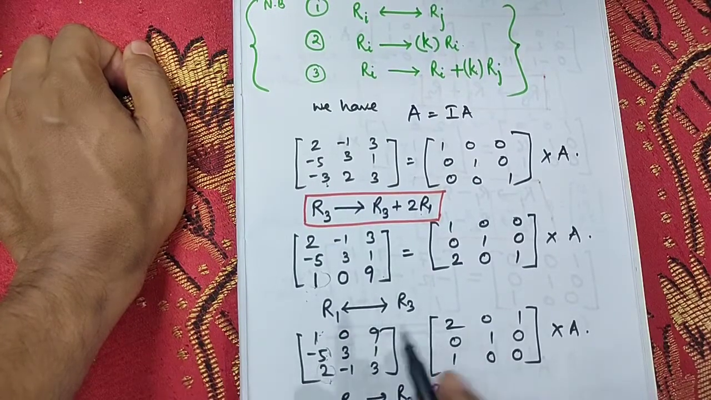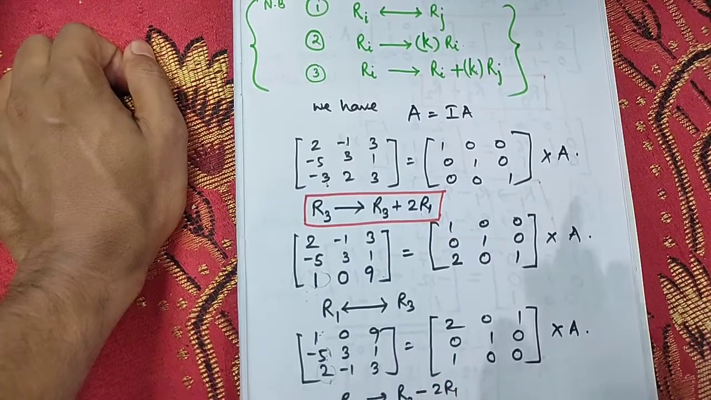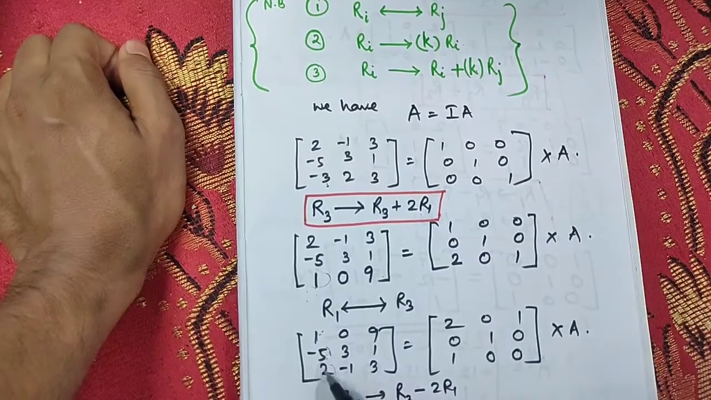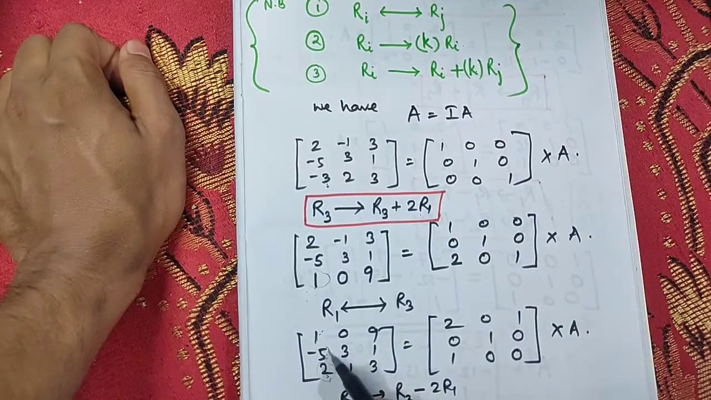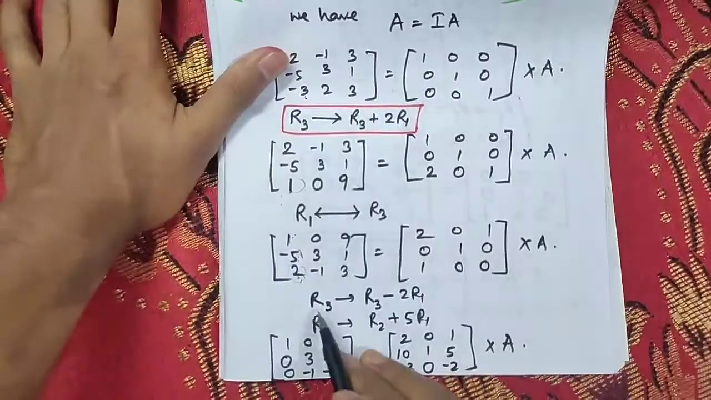We should not look at the other elements. Whatever they come to, let them be. The first target will be to make these two 0. 1 is already there, so you have to make this one 0 and this one 0. So perform the operation like that.